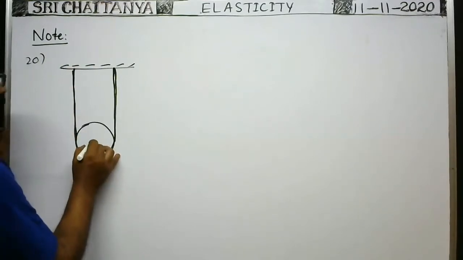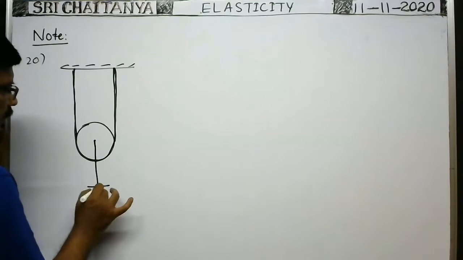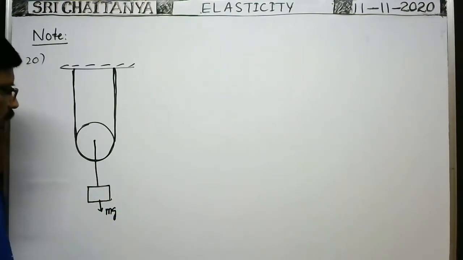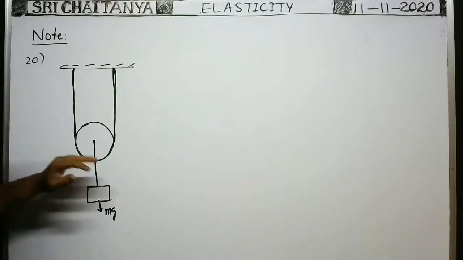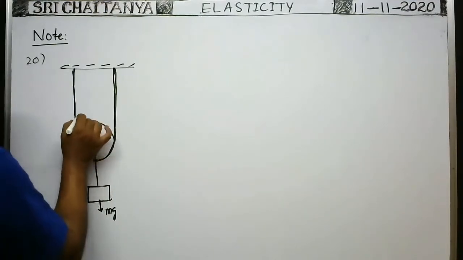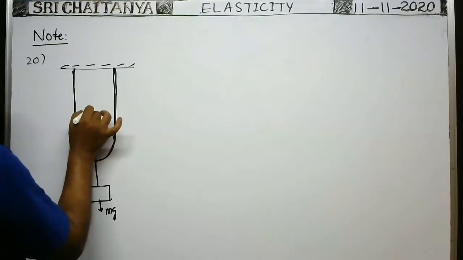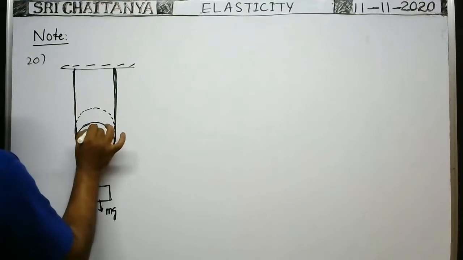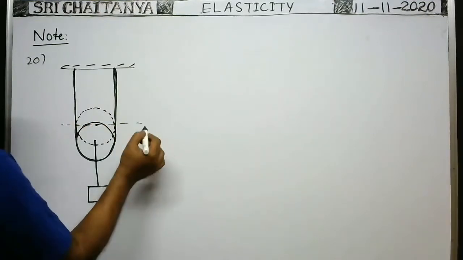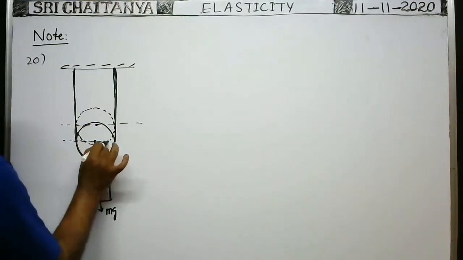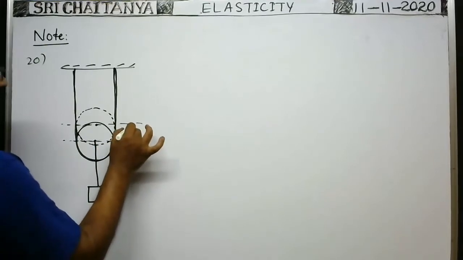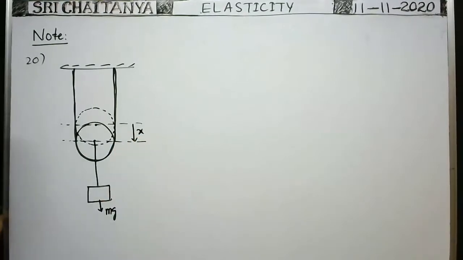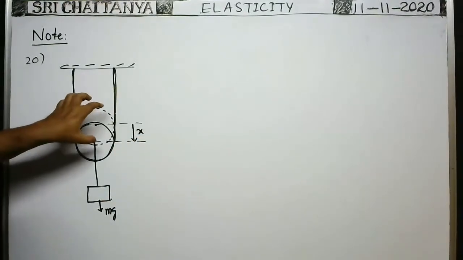And here, from the pulley, a load is suspended. The load of mass m is suspended so that the weight mg acts vertically downwards. When the load is not there, the pulley is like this, up to this only. Center is here. When the load is suspended, the center of the pulley comes down to a distance equal to, say, x. When the load is not suspended, the pulley is here only.